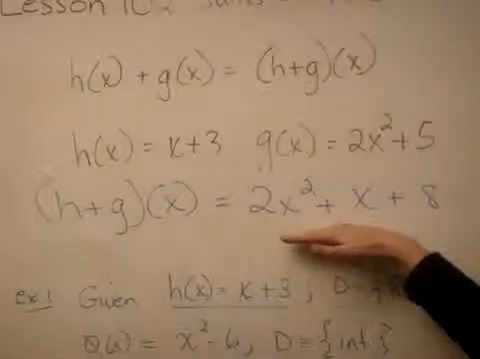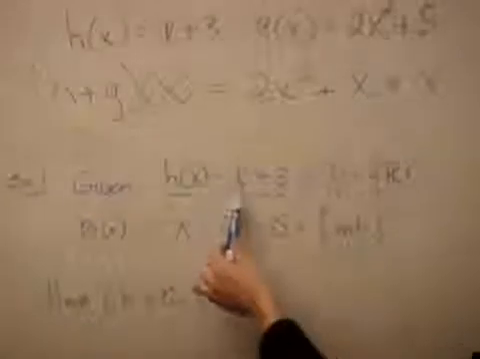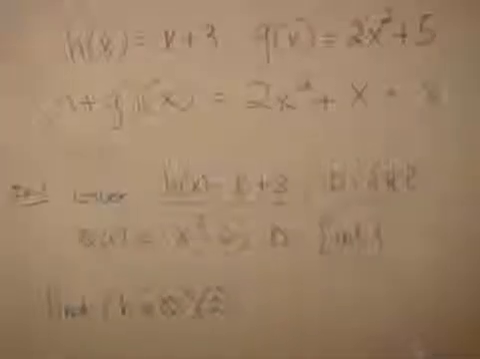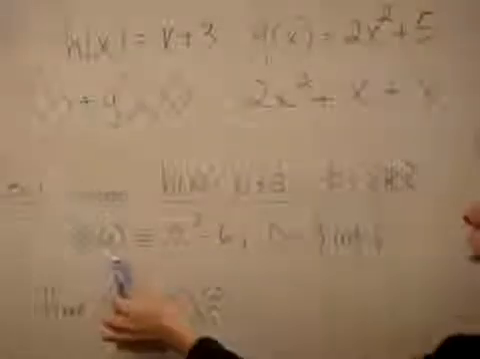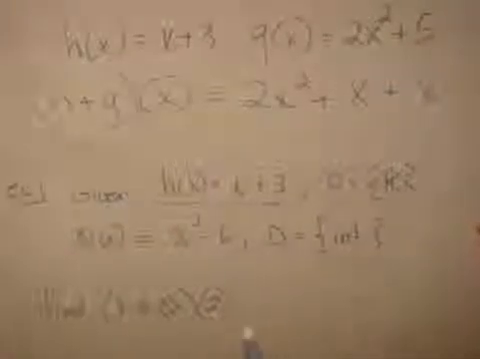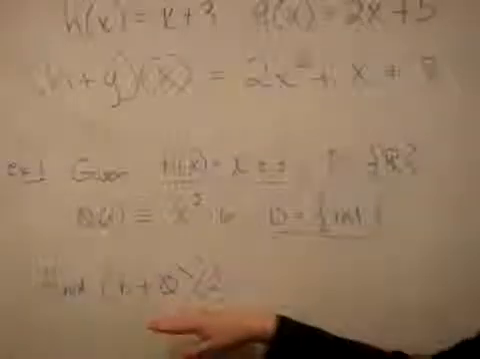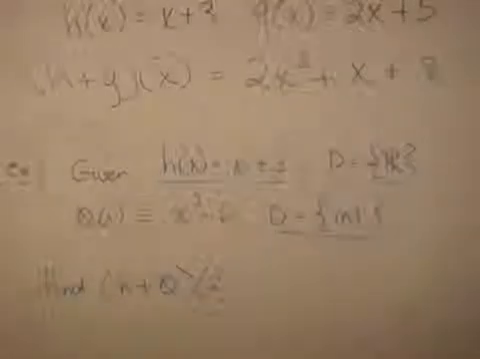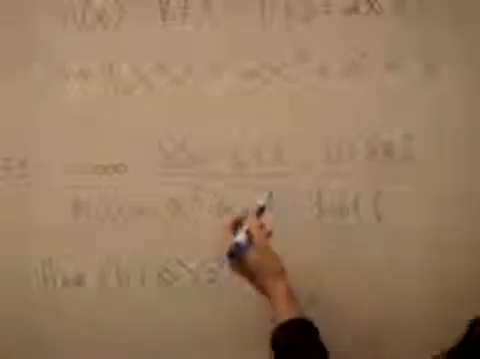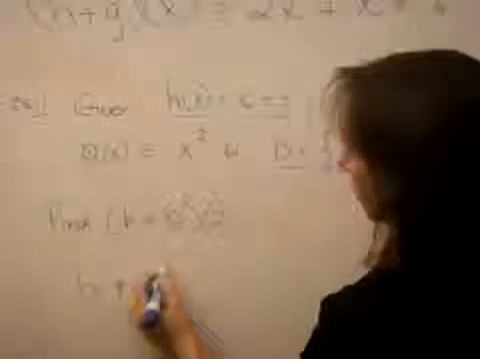Now this comes in handy when we have problems like example 1, where it says given h of x is x plus 3, they're going to give you the domain, which is going to be really important as we go through these problems. And it gives us O of x, which is a new letter for functions, is x squared minus 6. And this time the domain is the integers. They want us to find h plus O of 2. There's two different ways you can do this. We can either add our h function plus our O function together first.